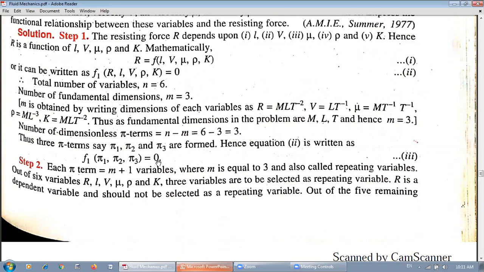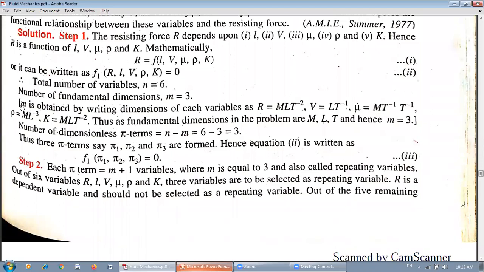So the first step is over, which is very easy: finding the number of pi terms. If the total number of variables is 7, then the number of pi terms is 7 minus 3, which equals 4. So 4 pi terms, pi 1, pi 2, pi 3, pi 4. Now in this particular numerical, there are a total of 6 variables. So 6 minus 3, we get 3 pi terms, that is pi 1, pi 2, pi 3.